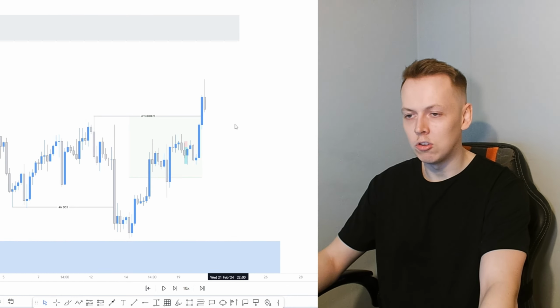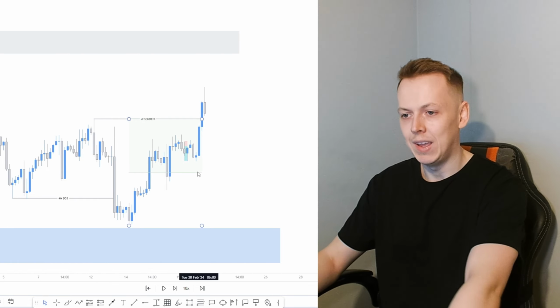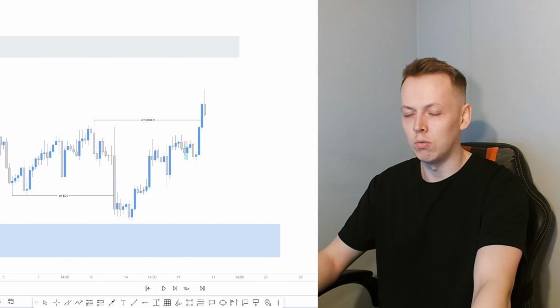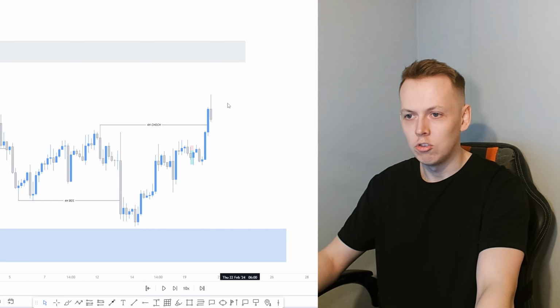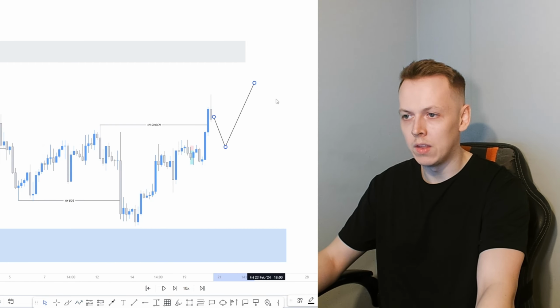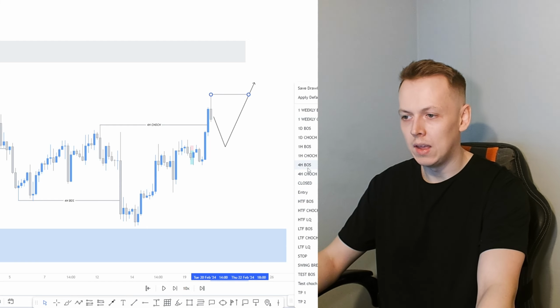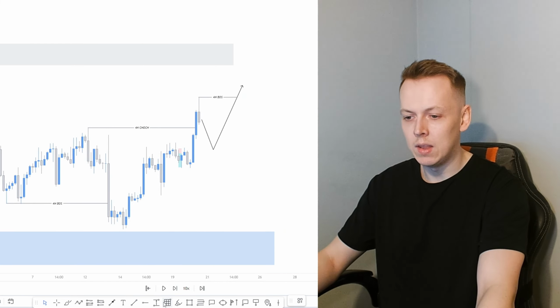Now we've had this shock, so what we want to wait for is some idea of what's actually happening next. In this situation, what I would wait for is either some kind of pullback and then another move higher. This would give me a second area of interest, so then we would get a 4 hour break of structure, and then we could utilize this range in here to try and get involved in some kind of trade.